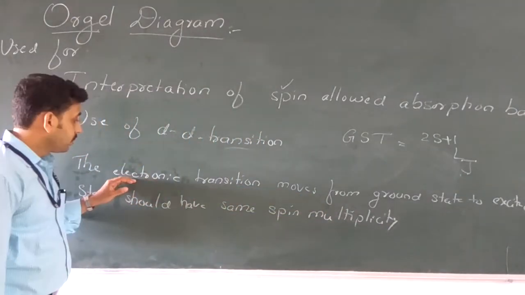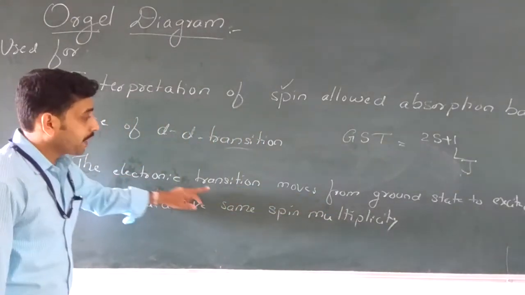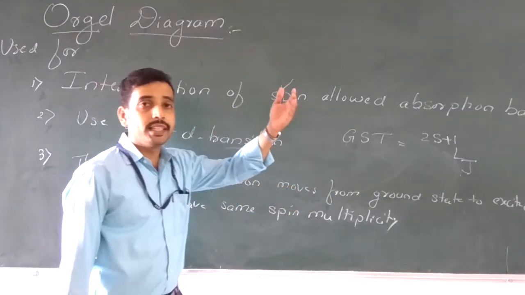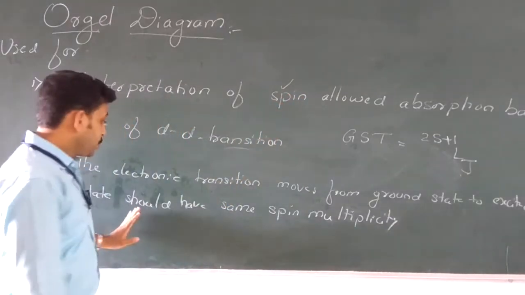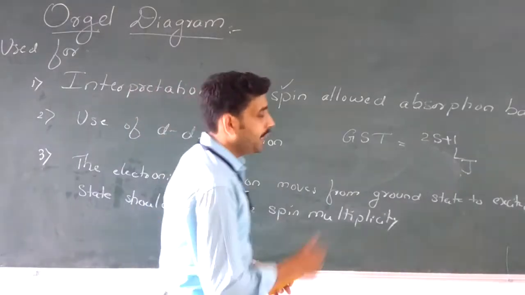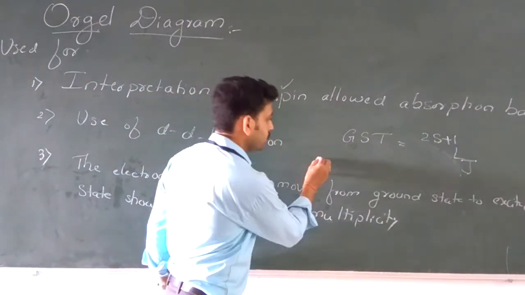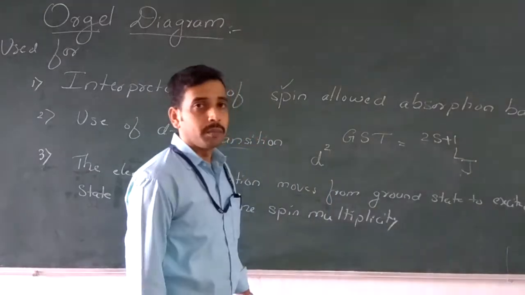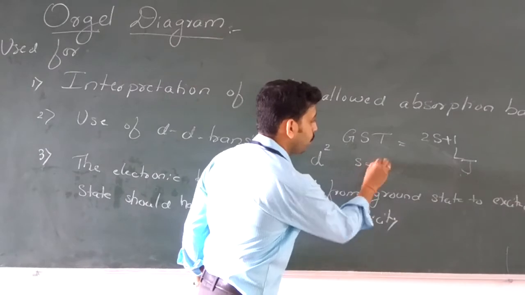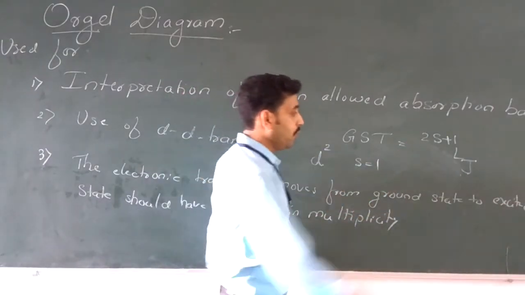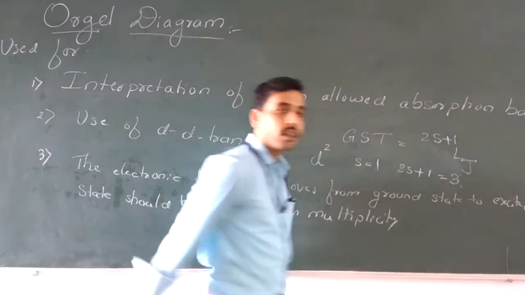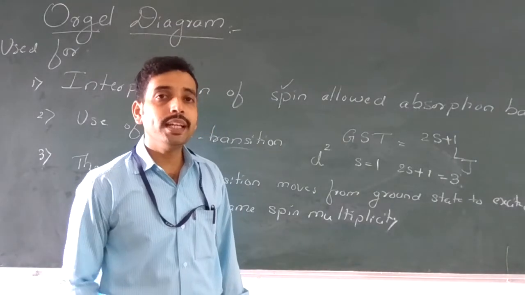From this point, the electronic transition moves from the ground energy level to the excited energy level. It should have the same spin multiplicity. Suppose in the case of a d2 system, the spins are half and half, that is S equal to 1. And from the formula, 2S plus 1 is equal to 3. Clear? 2S plus 1 is equal to 3.